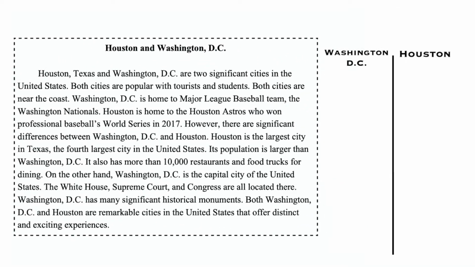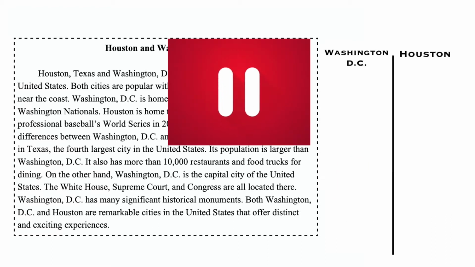Now go ahead and on the Houston side, write down anything that applies to Houston. Anything that's from Houston, about Houston, put it in that column. On the right side, do the same for Washington, D.C. Go ahead and pause the video and continue doing that.